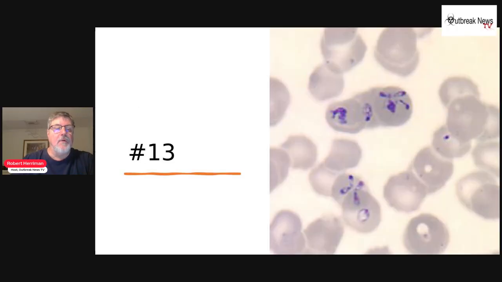All right, on to number 13. Again, another blood smear, right? The parasites here are pleomorphic, which means they vary in shape and size. They can be vacuolated and do not produce pigment. And sometimes you may see a tetrad form. What do you think?